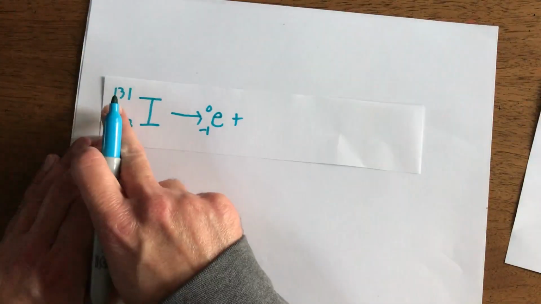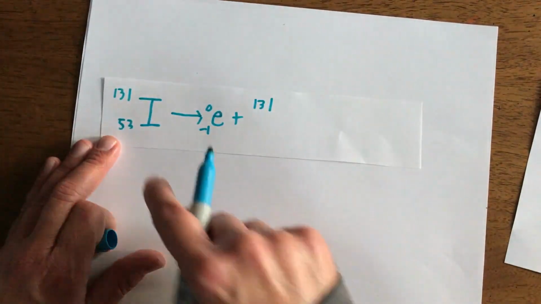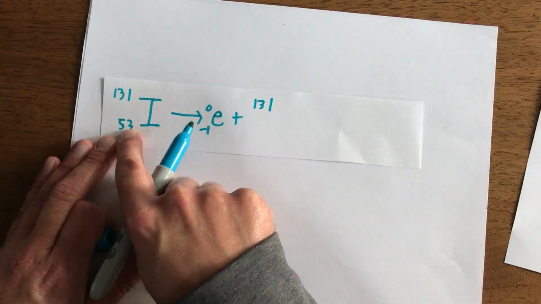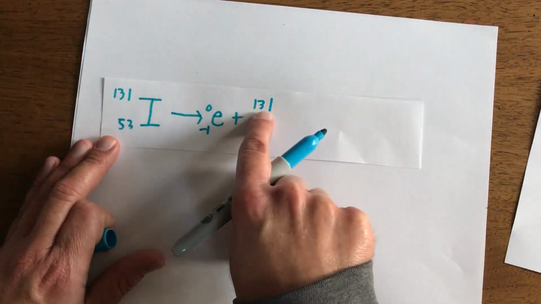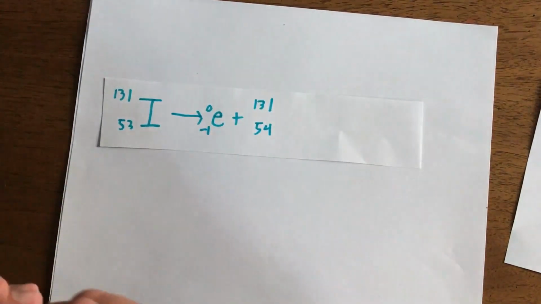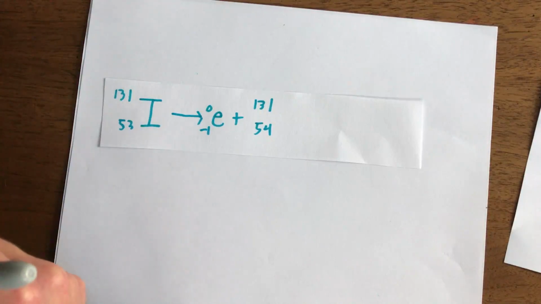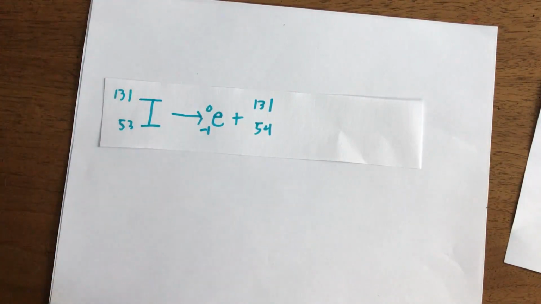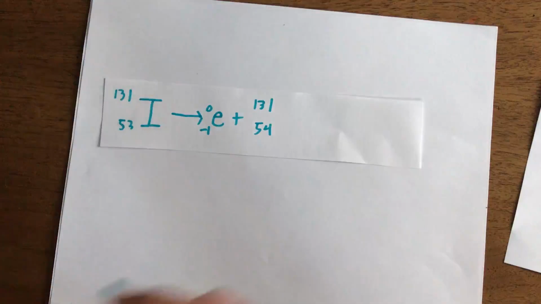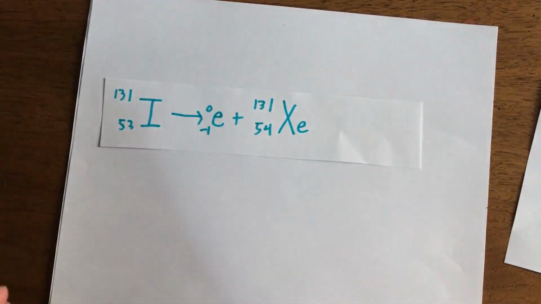So I looked that up. In beta decay, the mass number stays the same at 131, and the atomic number goes up by 1 because we created a proton from a neutron. So you got to look up in your periodic table, what is atomic number 54? And it is xenon. And the symbol for that is Xe.